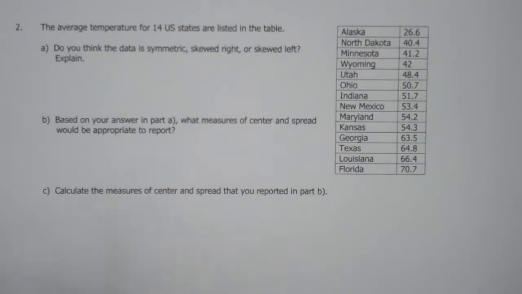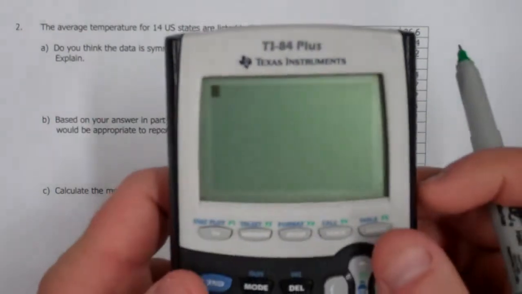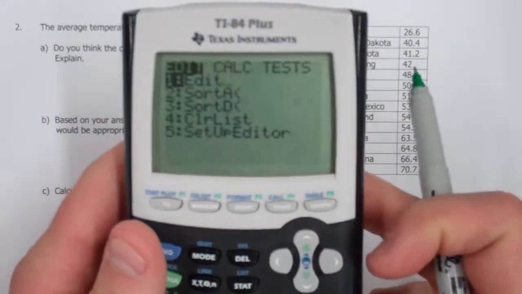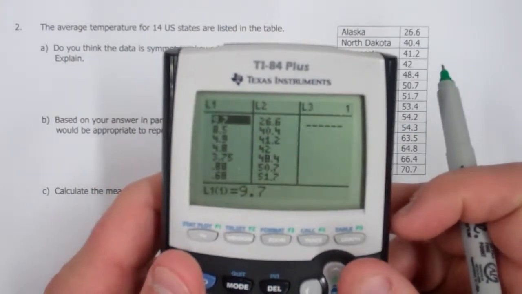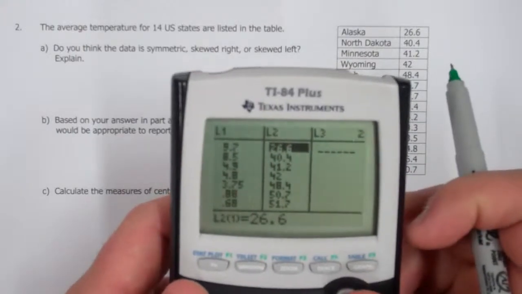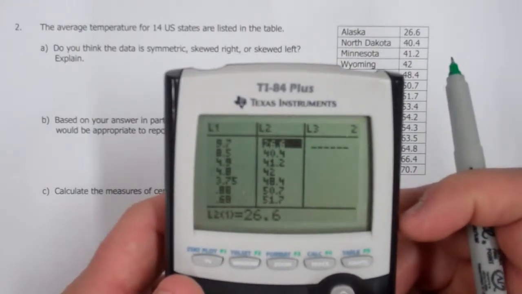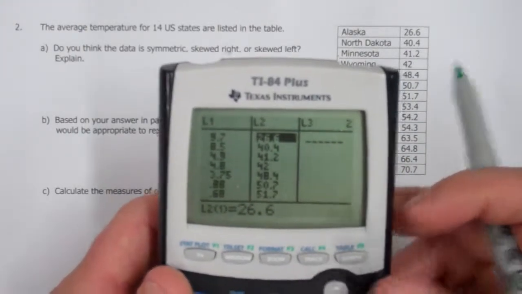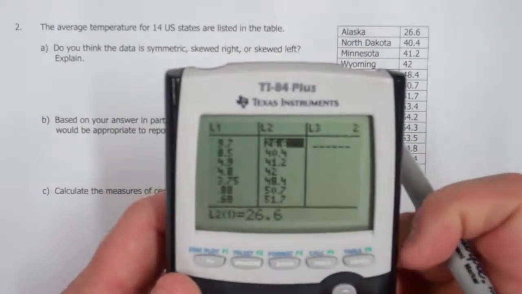So let's use our calculator to help us out. Now, I've already entered this in, so if you go to Statistics and hit Edit, I want you to enter this in. It doesn't really matter which list you choose. I've chosen list 2 to enter my data in. Make sure that you have the correct figures, that your decimals are in the right spot, and that you have 14 sets of data.